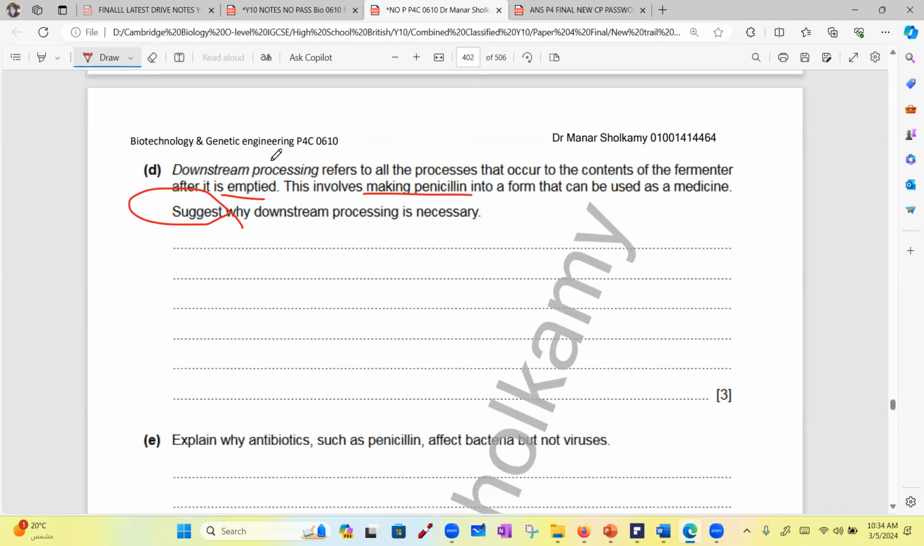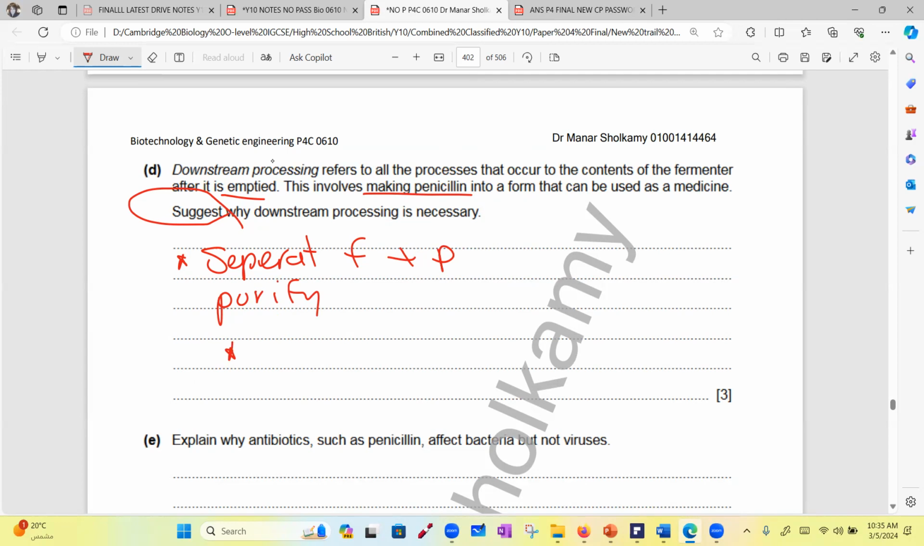Read it. Downstream refers to all the processes that occur to the contents of the fermenter after it is finished. The process is finished, I'll get the contents. Here I have the fungus and the antibiotic and everything together. Yes, okay, I will purify it. I will clean it. I want the penicillin alone. I don't want penicillin and fungus. So I'm going to separate. I want 3 reasons. I can separate the fungus and the penicillin. I will purify. I'm going to prepare it for selling. I'll put it in bottles.